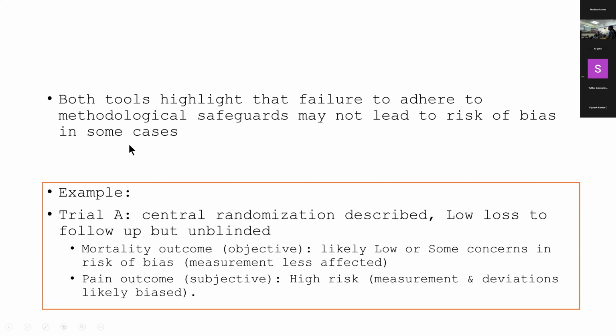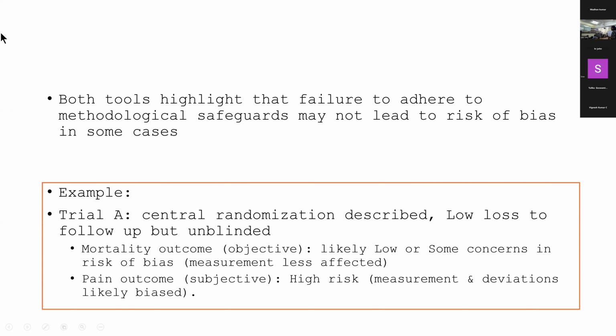The one thing I want to highlight was both these tools highlight that even if there are some problems with your methodological safeguard, it might still lead to low risk of bias in some cases. Let's take an example. You have a trial. So they've done randomization, but there's low loss to follow-up, but they've unblinded. Suppose you're looking at mortality outcome, which is an objective outcome. In this case, the risk of bias will be less affected because mortality, nothing can be changed.